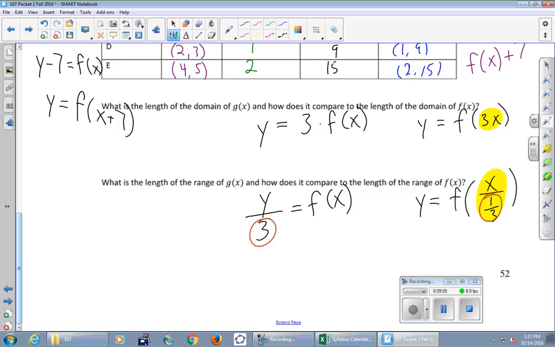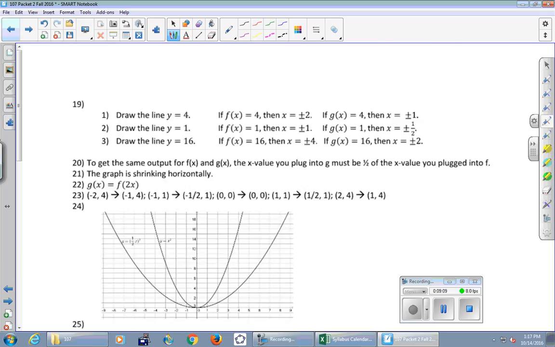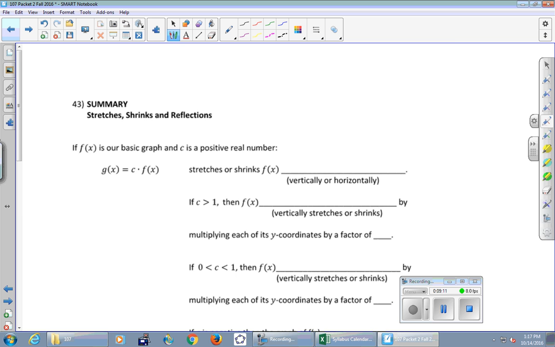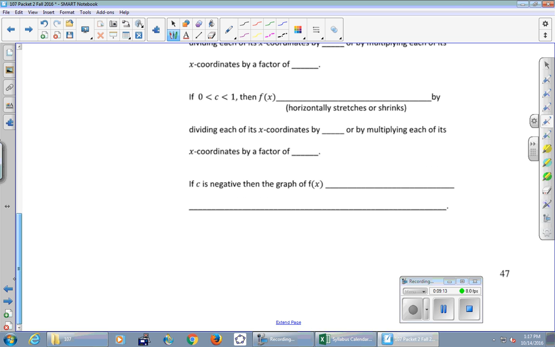All right, let's go back a couple of pages here and make sure we all have the same answers on this very long class activity, 47.